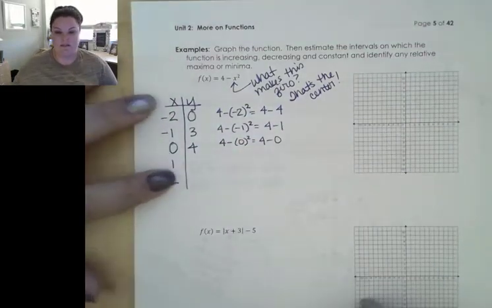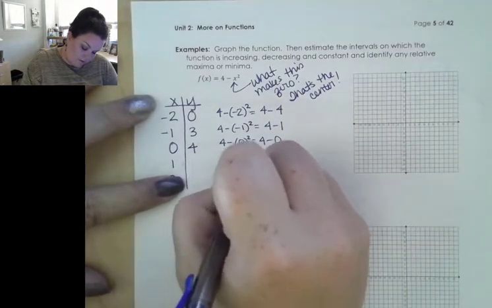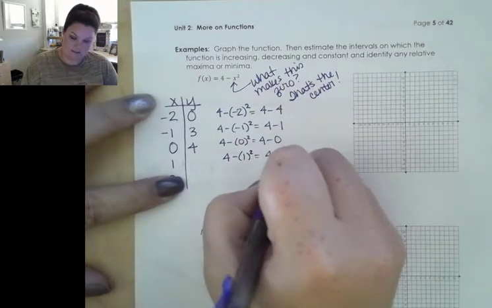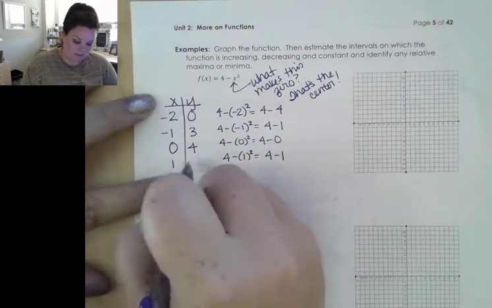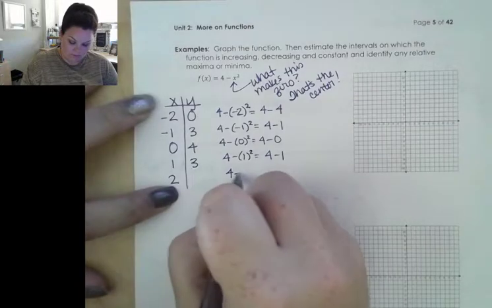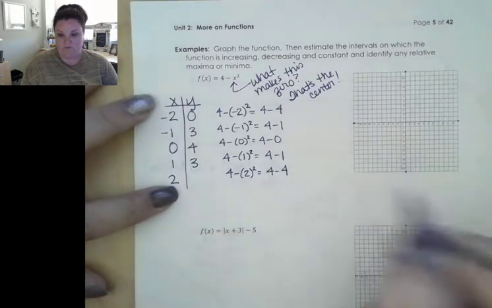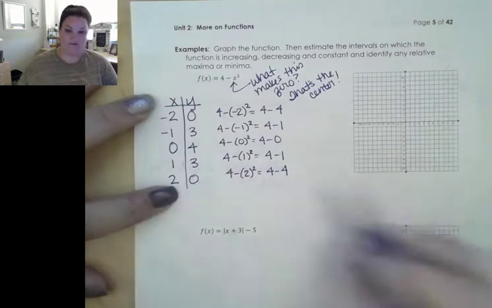And then I do the same thing with the other points. When I plug in 1, 4 minus 1 squared is 4 minus 1, which gives me a 3. And when I plug in +2, 4 minus a +2 squared gives me 4 minus 4, which is then just 0.